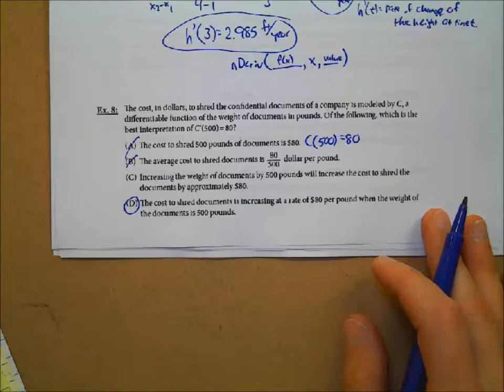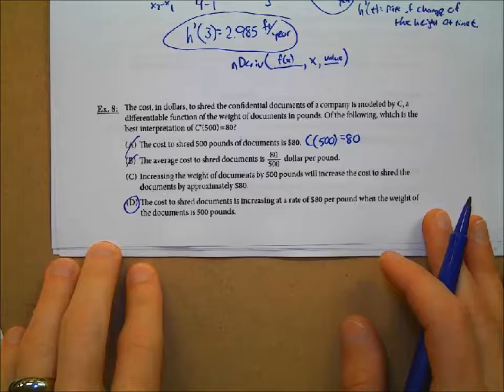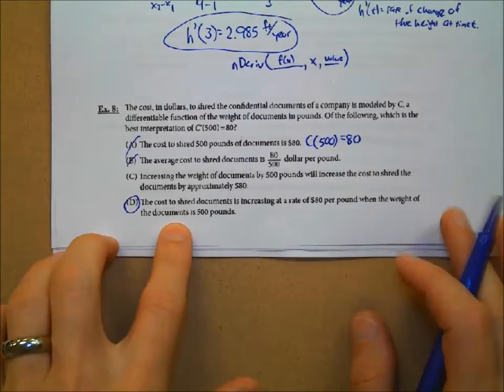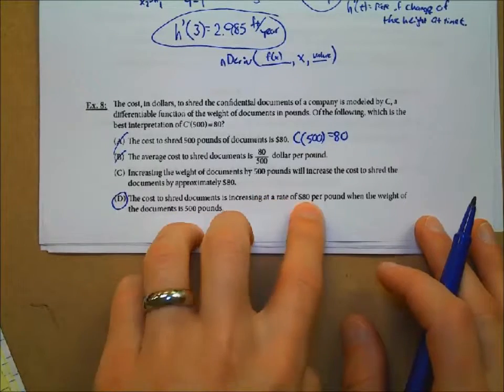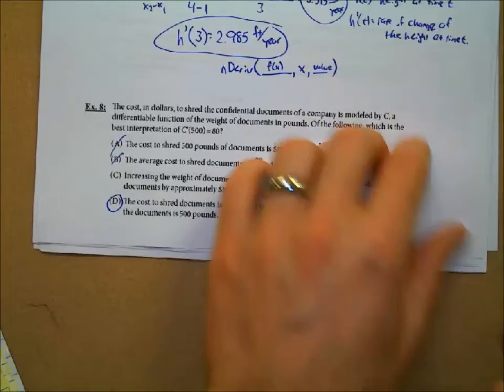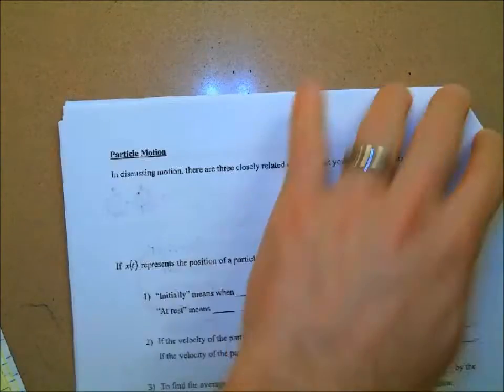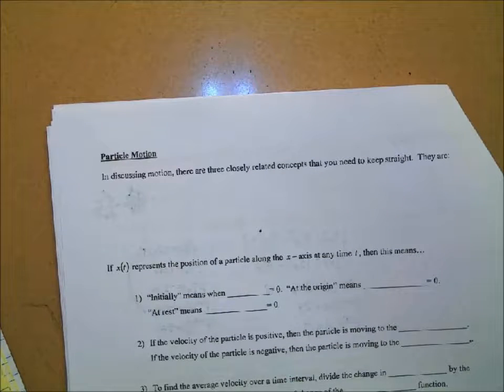Okay. Questions on that one? Important application there. Okay, so it is letter D. The cost to shred documents is increasing at a rate of $80 per pound when the weight of the documents is 500 pounds. Okay. Moving on here. All right. We're going to look at some particle motion stuff. All right, we'll see how we do here.